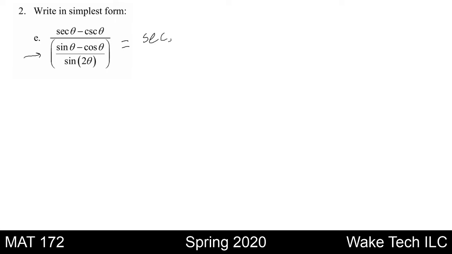So what we'll have instead is secant theta minus cosecant theta times sine of 2 theta divided by sine theta minus cosine theta. Notice it's just this over here. The reciprocal of that is right here. Now, just to make sure this secant theta minus cosecant theta is multiplied to this entire fraction, I'll put it all over 1.